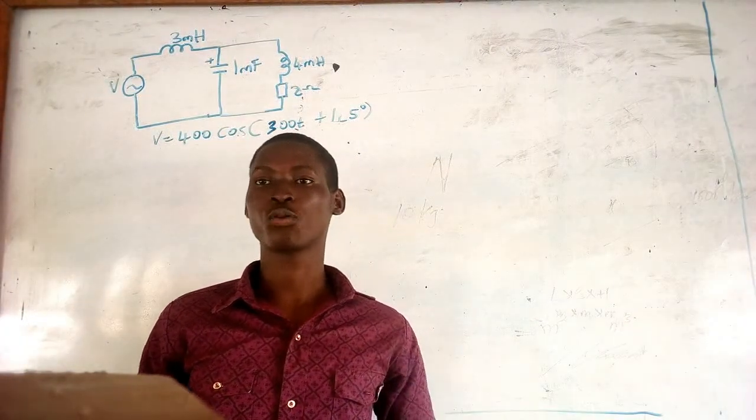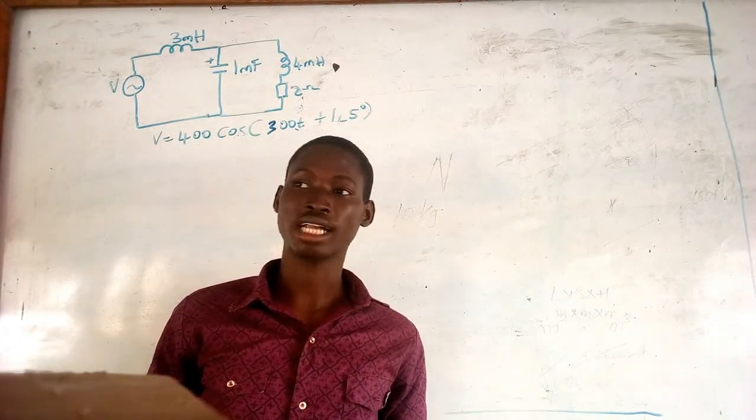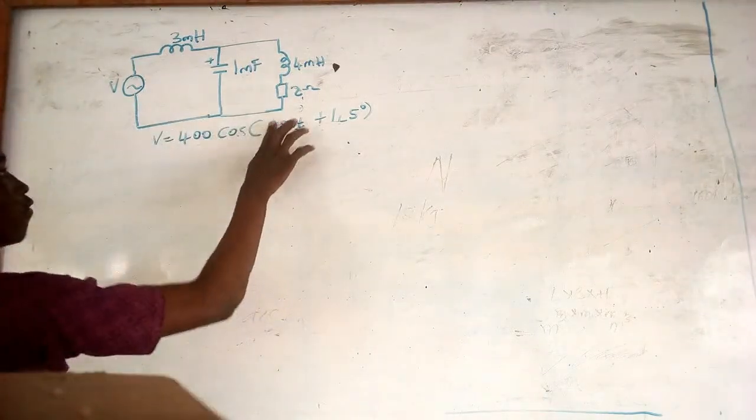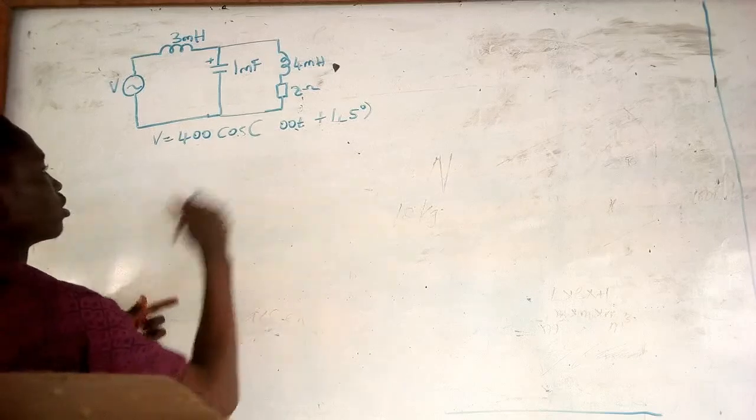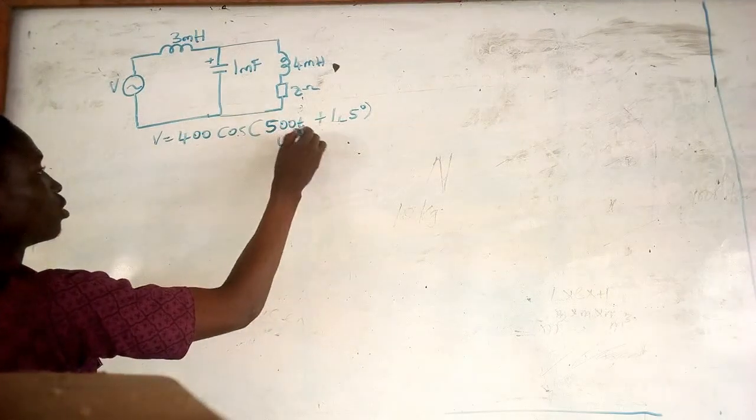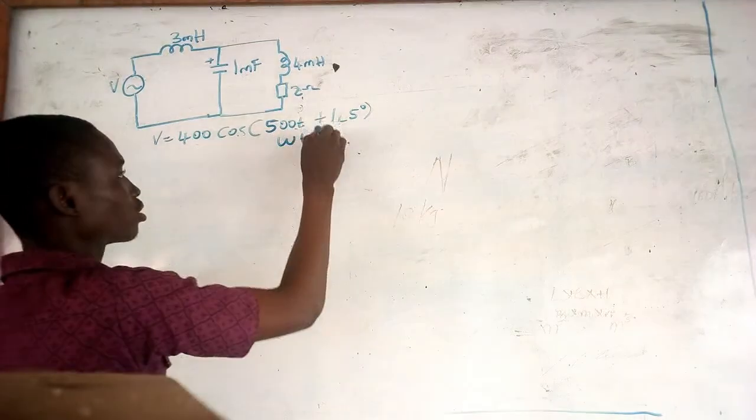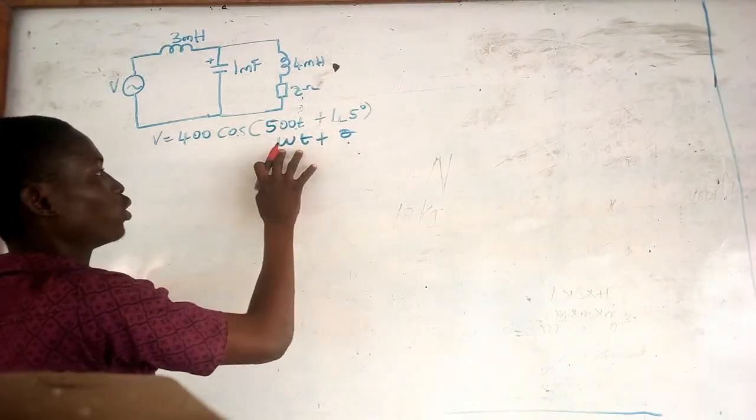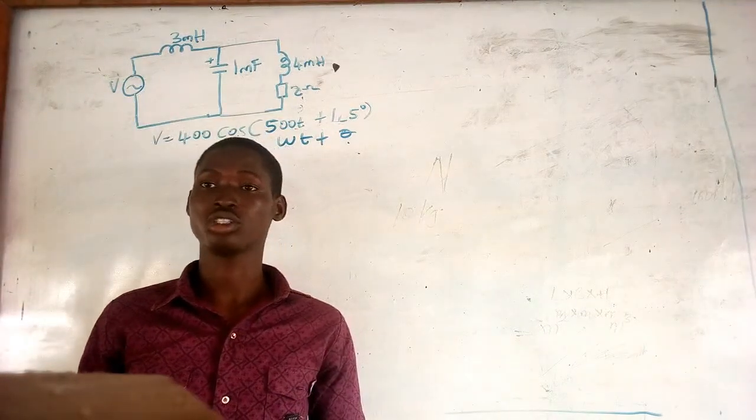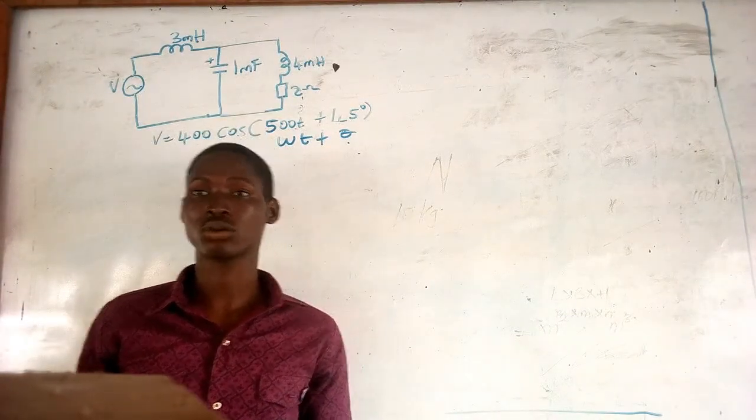In the last question we solved, we used 300 rad/s instead of 500 rad/s, and the question asked us to use 500. Because this is ωt plus theta, where ω stands for angular frequency, which is 500. So now we're going to solve using 500 rad/s.